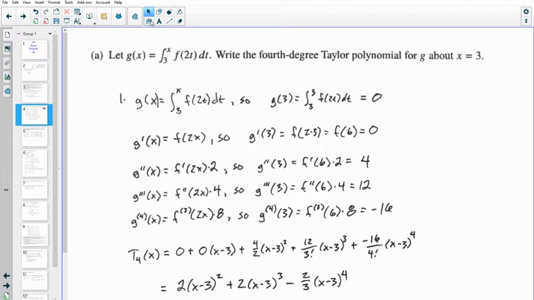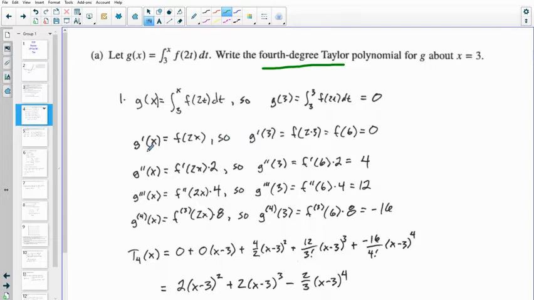Question number one, we want a fourth degree Taylor polynomial, which means we need the value of f, f prime, double, triple, and quadruple prime. And so I just started figuring out what these things were. We're given this information. g is the integral of f of 2t from 3 to x. So plug in 3, and that is the integral from 3 to 3. So it's definitely 0.